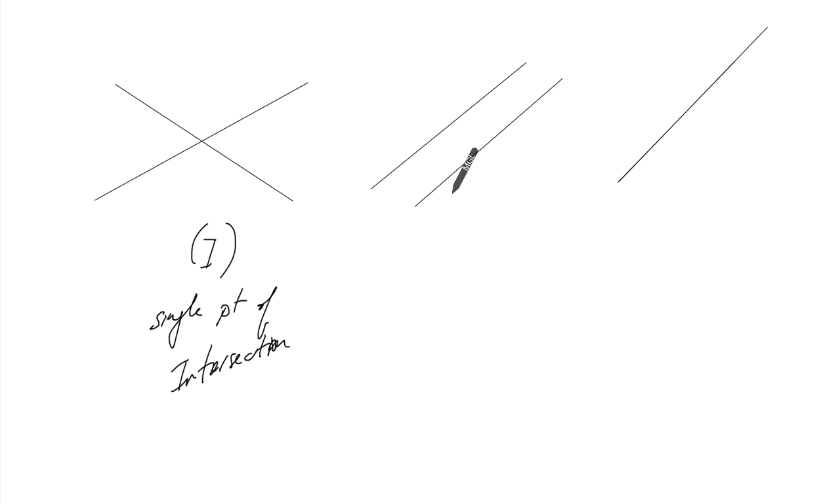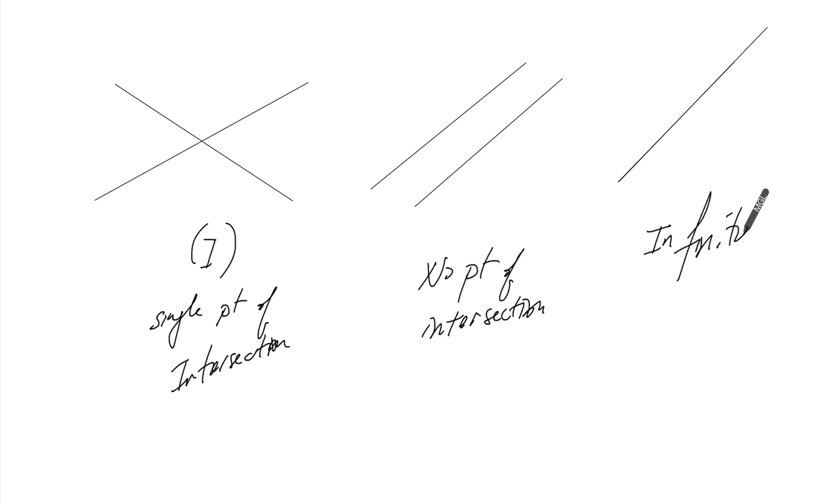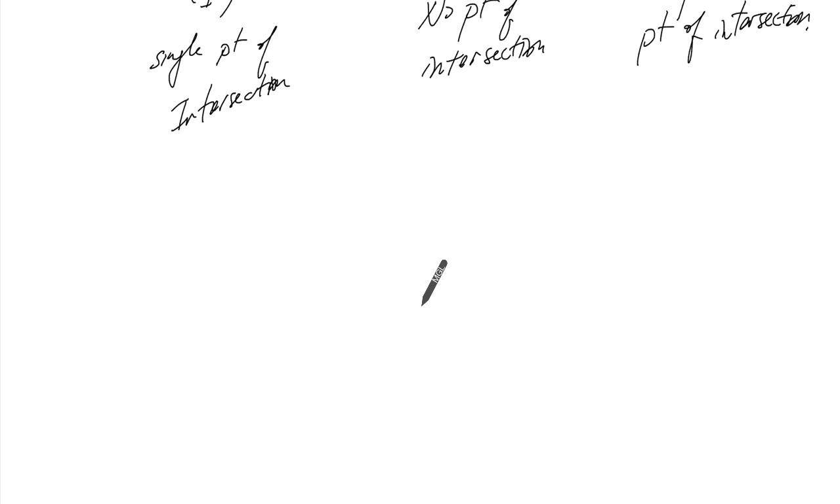Okay, and this is no point of intersection. And this is, we say it's infinite point of intersection. Okay. All right, so let's do an example here.